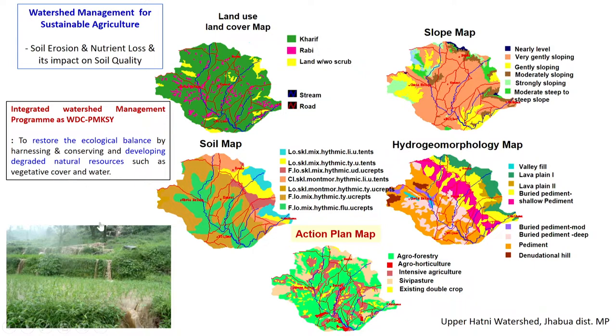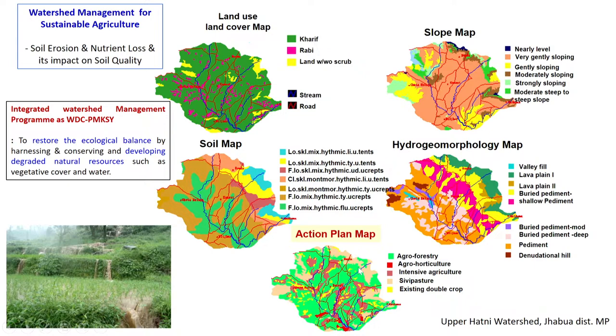So how can we do this with remote sensing data? Suppose this is one watershed in the Jhabua district of Madhya Pradesh. We prepared the land use land cover, with scrub land, Kharif and Rabi. We prepared the soil map, slope map, and hydrogeomorphology map, and all these map information was integrated to generate the action plan for optimal utilization of resources.